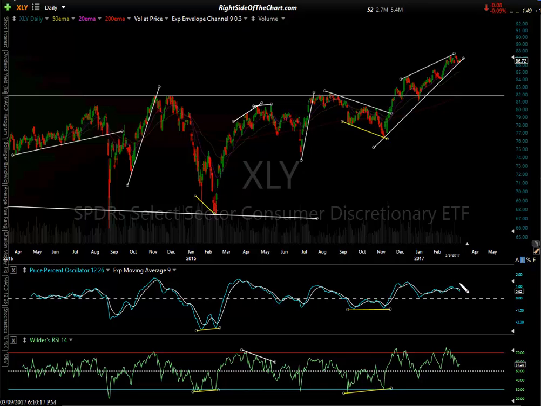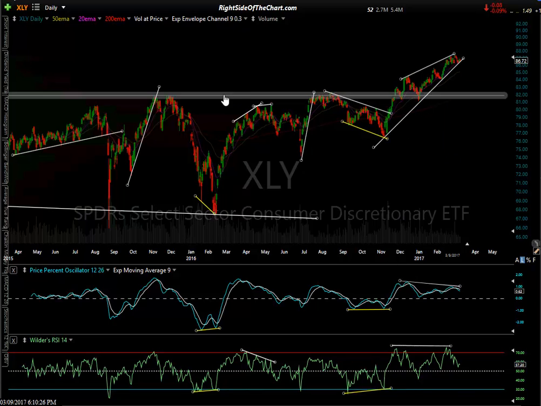And you can see I didn't update this chart. My apologies, but it's pretty clear. Same story again. Bearish rising wedge, negative divergence. Perfect. This is just a great price target. So that would be my pullback target on XLY, looks like about the $82 area.